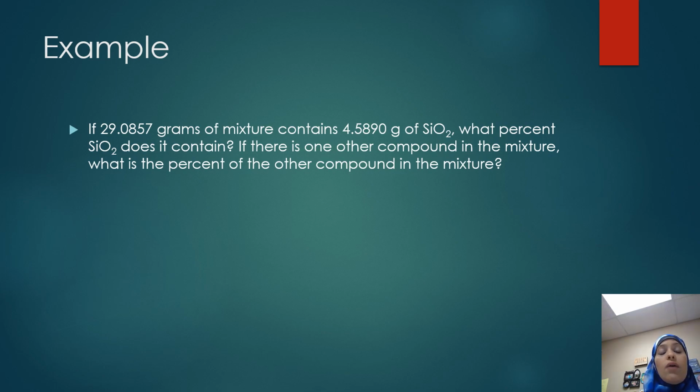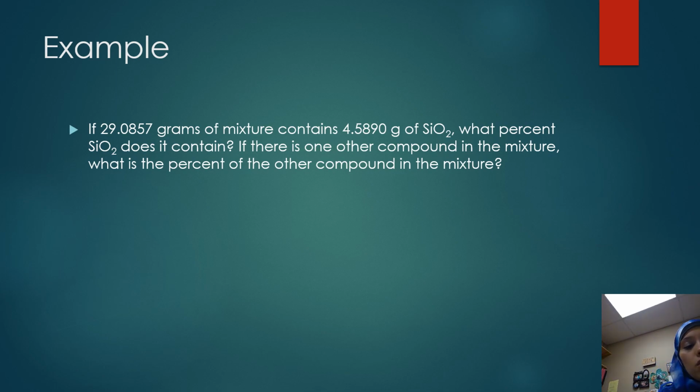So if you're given, now let's actually put chemistry terms in there, okay? So you've got 29.0857 grams of mixture that contains 4.5890 grams of silicon dioxide. What percent silicon dioxide does this mixture contain? Okay, and then if there's only one other component in the mixture, what is the percent of the other compound in this mixture? So first things first, we're going to do it exactly like we did before.